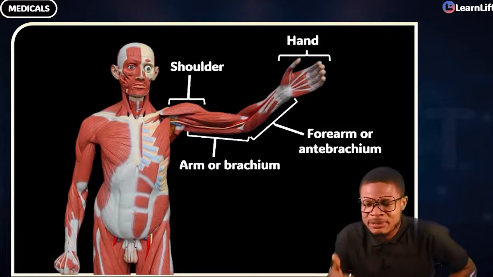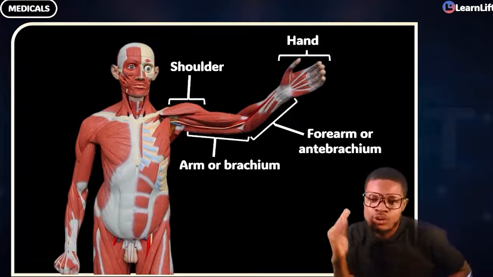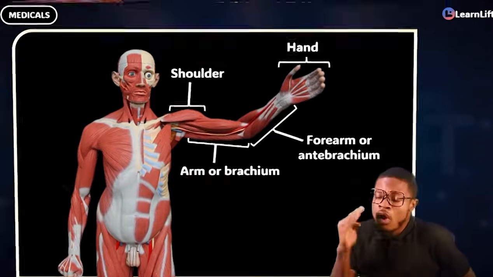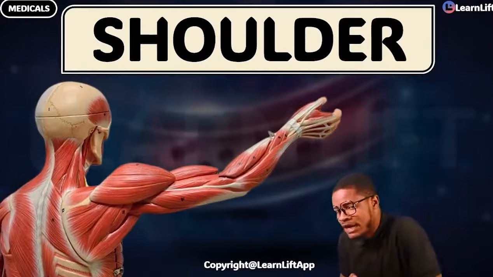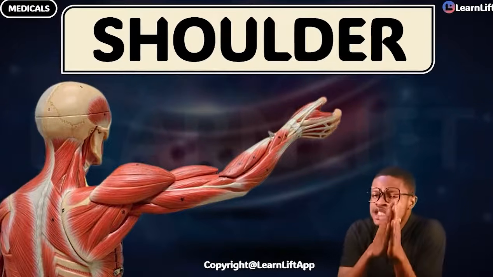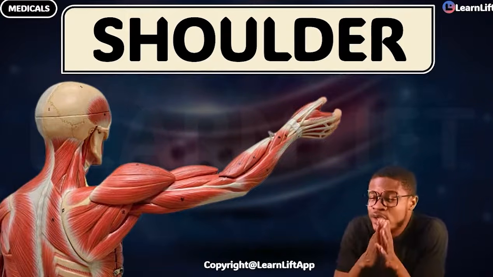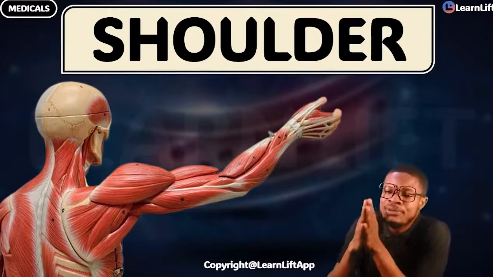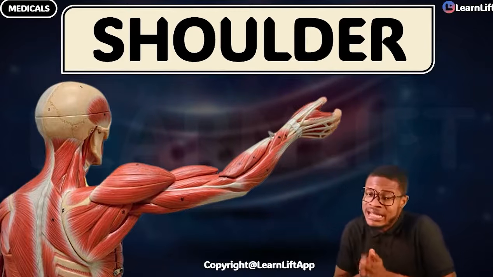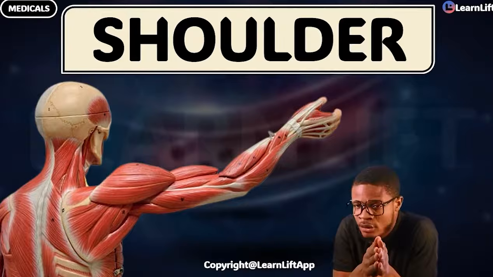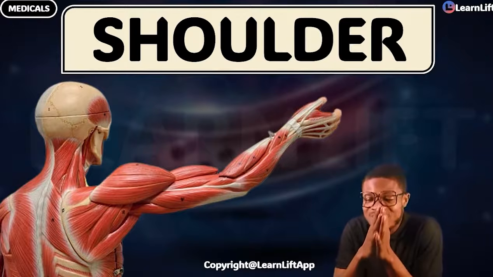And then I'm going to be explaining these 4 parts to you one after the other in this class. Of course, what's the first? The shoulder. When we are done with the shoulder, where are we going to next? We are going to the what? Arm or the brachium. After the arm or the brachium, what's number 3? Forearm or antebrachium. Number 4 is the what? Hand. Are you good to go?